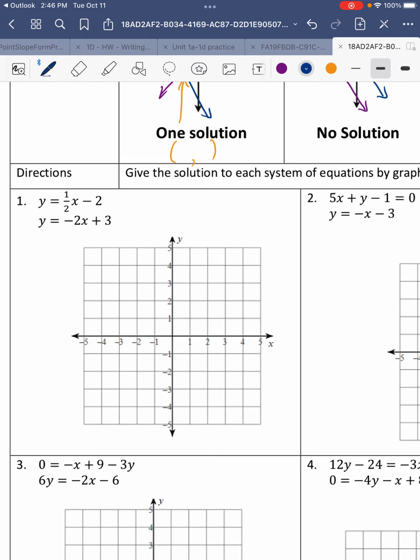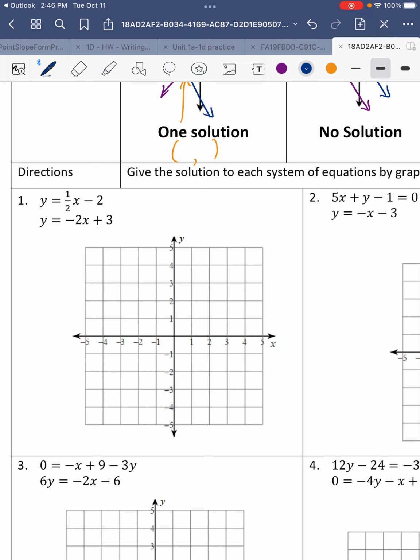All right, let's move on to number one. So I want to graph the first one. For these, every equation, we're going to get it into slope-intercept form. We're going to solve for y. Make sure the equation is solved for y. Well, the first equation already is y equals. So therefore, we can tell what our y-intercept is. It's -2, so I'm going to go down on the y-axis to -2.